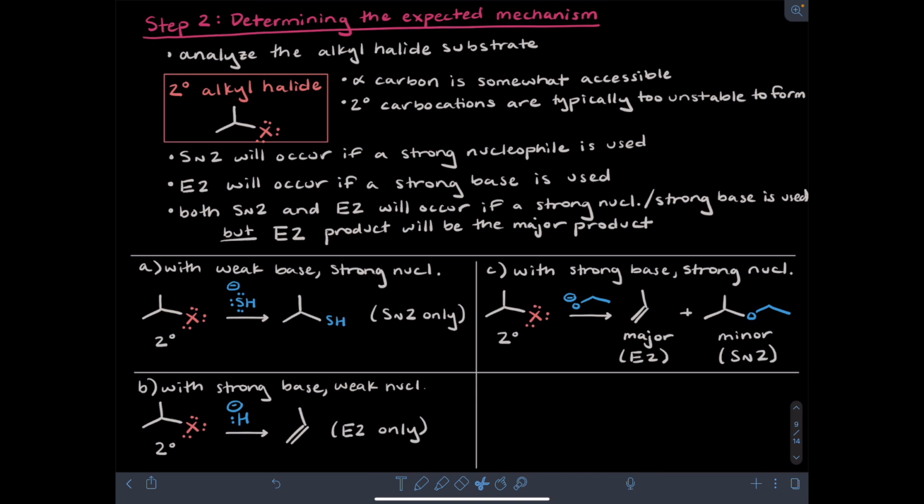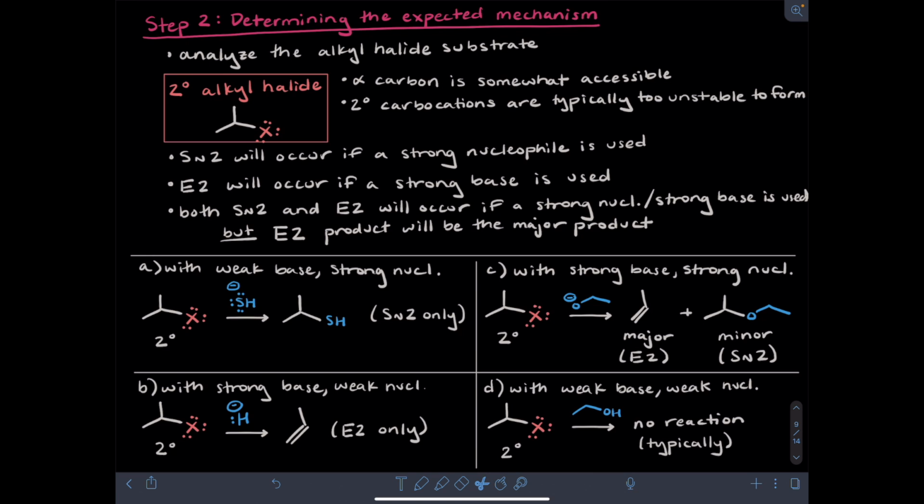If a reagent is both a strong base and a strong nucleophile, both the elimination and the substitution product will be formed. The elimination product is the major one, and it's made by the E2 mechanism, and the substitution product is the minor product, and it's made by the SN2 mechanism. If a reagent is both a weak base and a weak nucleophile, it will typically not react with a secondary alkyl halide.